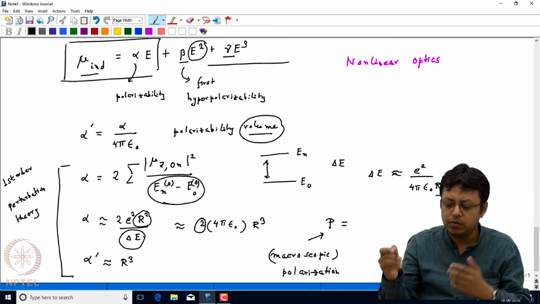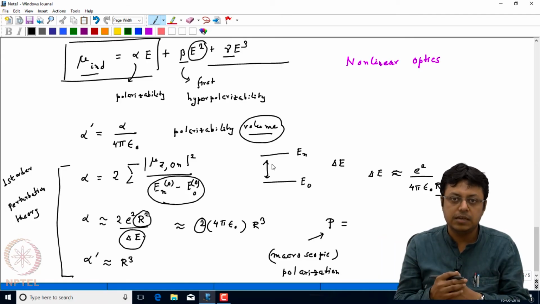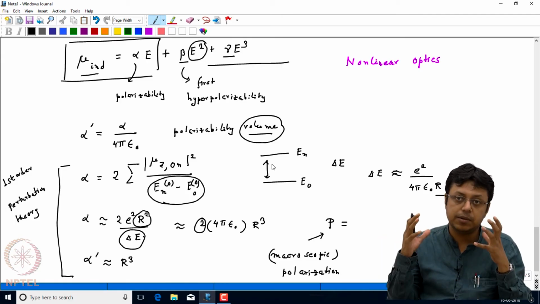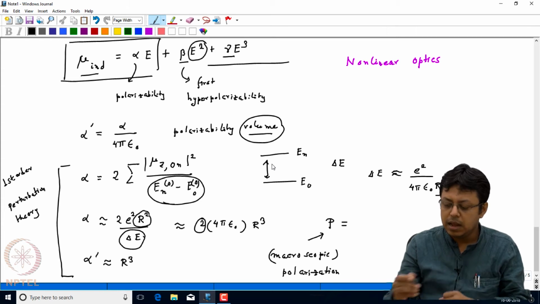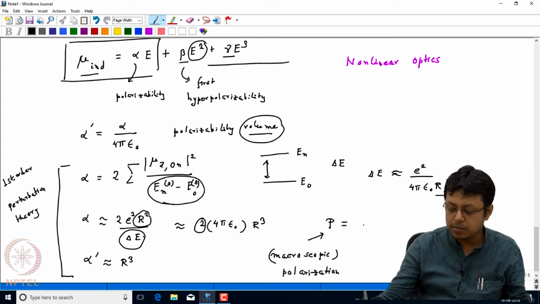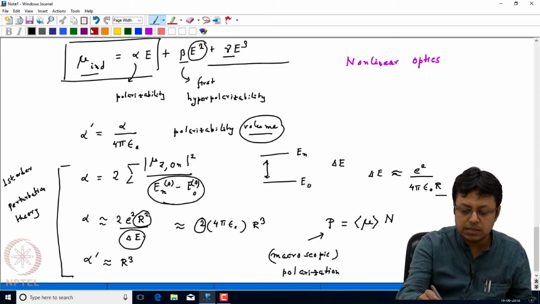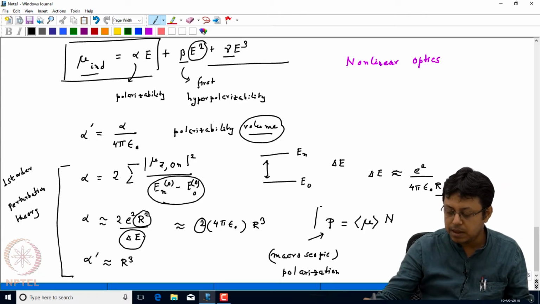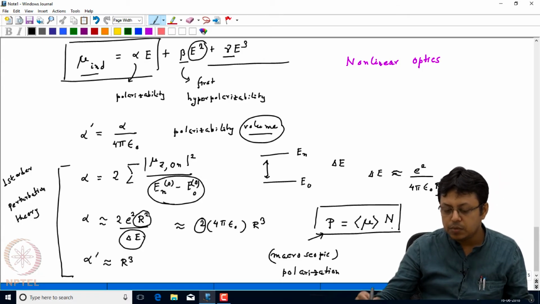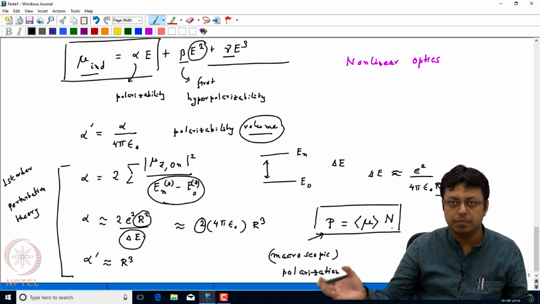which can give you a net and macroscopic polarization along a particular direction, and that we talk about as some mu times the number density, and this mu now is an average mu. So, this is basically known as the macroscopic polarization. So, macroscopic polarization is directly connected to the mu induced.